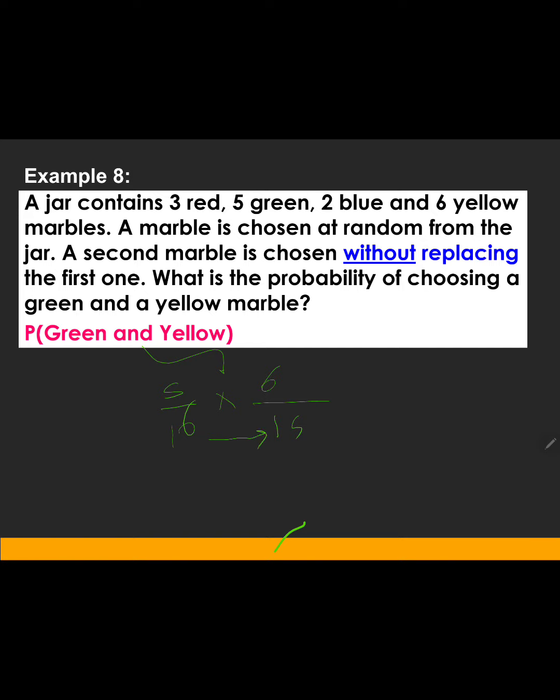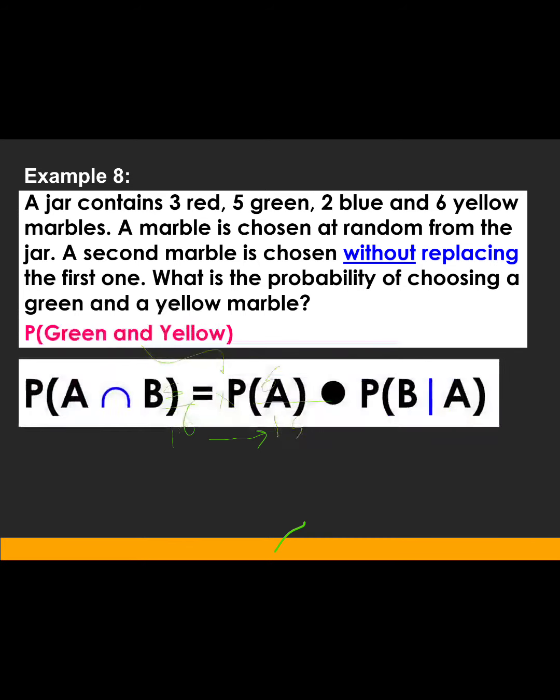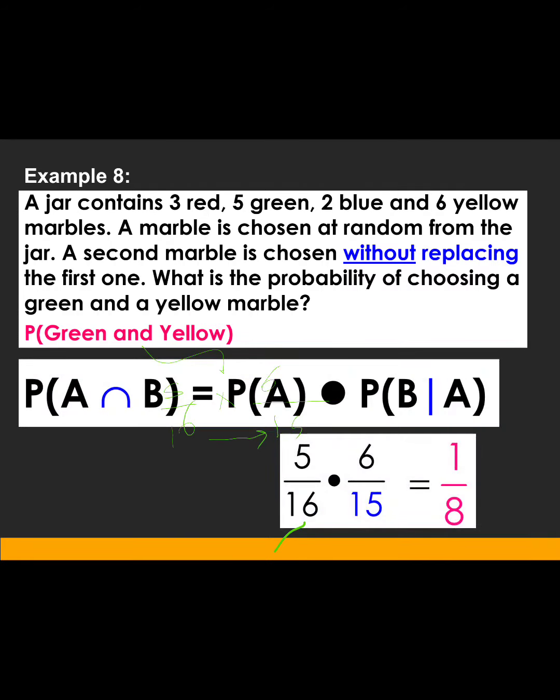Oops, why just subtract by 1؟ because اللي صار معي انه when I said without replacement معناته I'm not going to return it back to the jar itself, so that's the reason why I will subtract 1 from the denominator, because the total number of marbles decreases to 15. So at the end this is the answer, as you can see here. So we have 1 over 8.